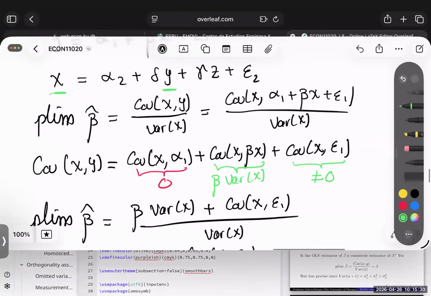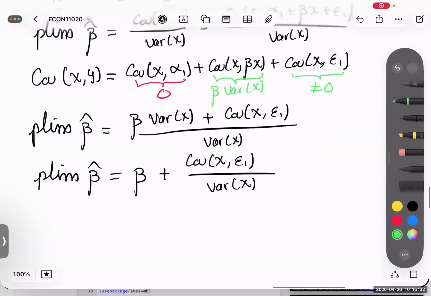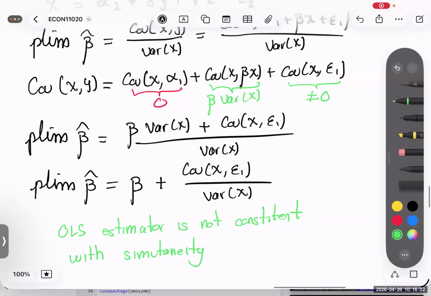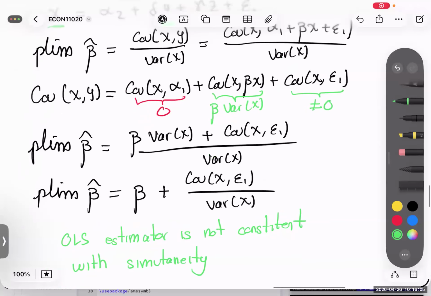So we are going to say that the OLS estimator is not consistent with simultaneity. And those are all the cases. Now you have each of them.